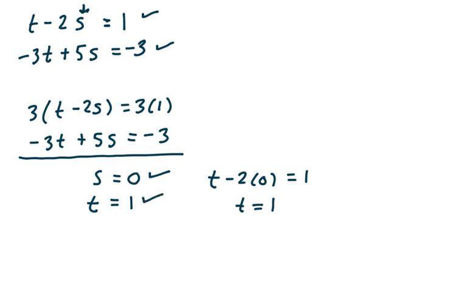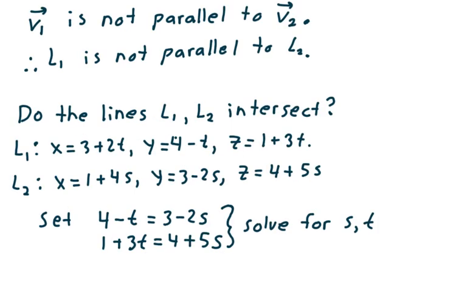So when s is 0 and t is 1, I'm going to get the same value of y and the same value of z. Now, from here, will I get the same value of x? In other words, when s is 0 and t is 1, will that produce the same value of x? If the answer is yes, the lines intersect. If the answer is no, the lines do not intersect, and that tells me that the lines are skew.